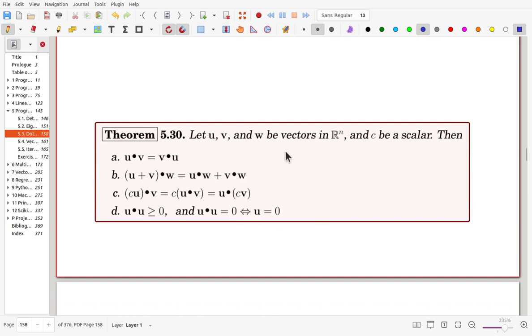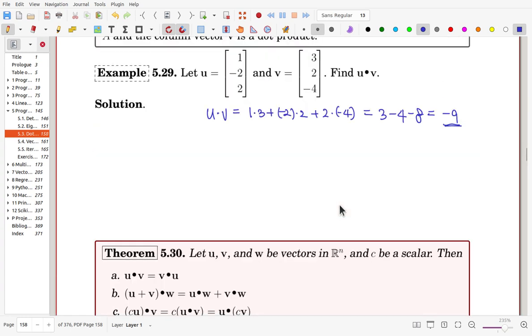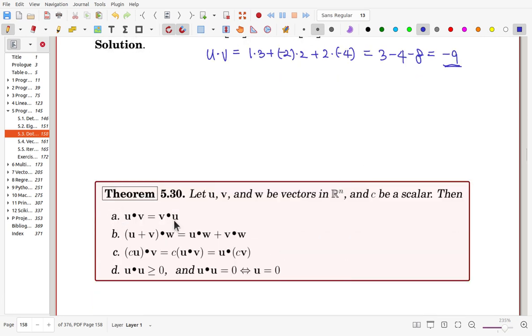u, v, w are vectors in R^n, and c is a scalar. Then we have these rules. You can take the dot product in opposite order, and you can see quite easily it must be true, because even though you put v in front of u, it doesn't matter. The multiplication of the corresponding entries will not change the result. So this is true.